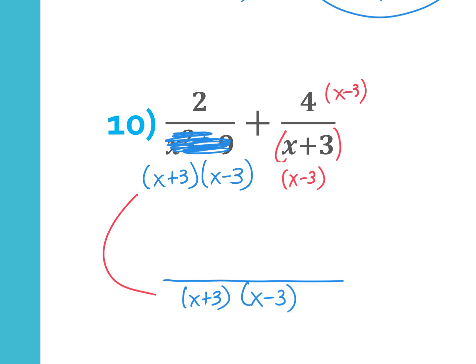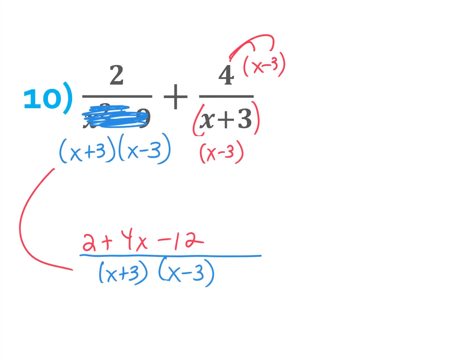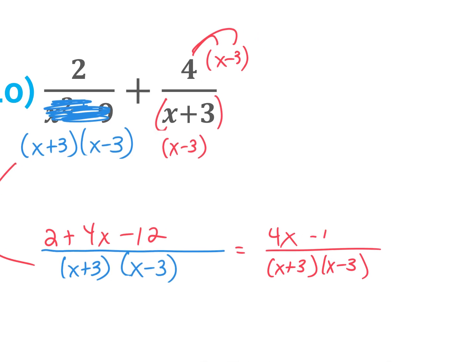Good. What you do to the bottom, guys, you do where? Perfect. And since it's a plus sign in the middle, this really makes our life a little easier. So I have 2 plus, distribute. 4 times x is 4x. 4 times negative 3, minus 12. So now I have x plus 3, x minus 3. What can I combine on the top? 2 and negative 12, which gives me minus 10.